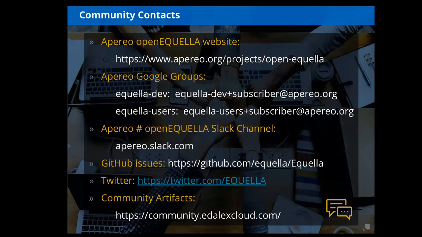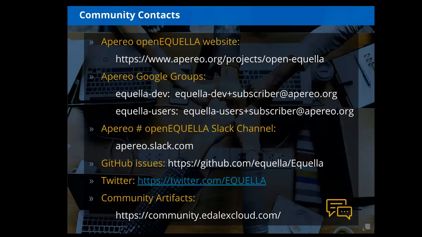And this community artifacts site is open to the global community. You essentially give your ideas to the community just to help other institutions make openEQUELLA that much better and more interesting for them. So if you have a cool report that you wrote, or an institution that you're really proud of how the theming worked out and you want to share that, this is a great method to do that.